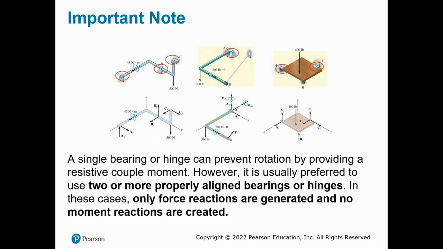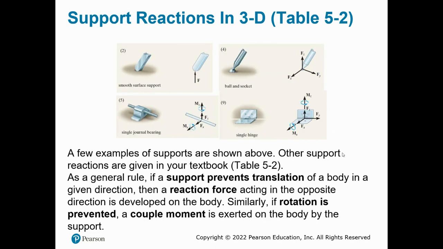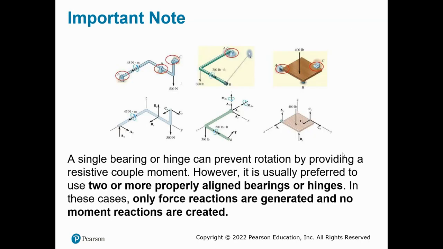However, it's usually preferred to use two or more properly aligned bearings or hinges in these cases. So only force reactions are generated and no moment reactions are created. You can always refer back to these diagrams whenever you're looking at a problem. What type of reaction support are we looking at here?